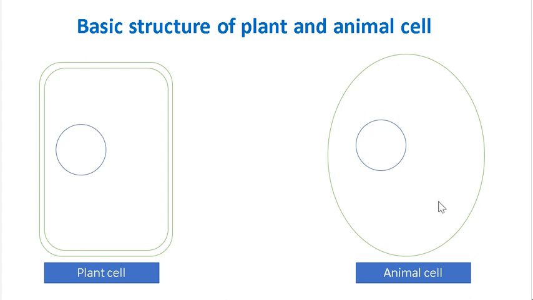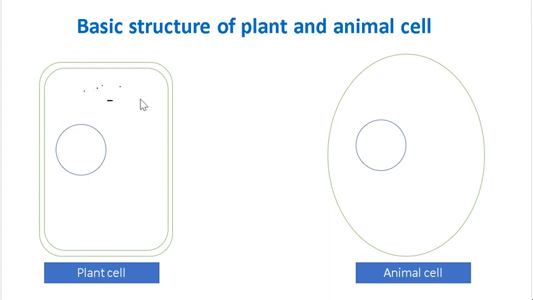Now beside this cell wall and cell membrane, inside they have the largest cell organelle, called the nucleus. You can see the nucleus here in both of the parts. So the nucleus is the largest cell organelle. So we have the nucleus, the cell membrane, and in the plant cell another outer thick layer, the cell wall. Beside this, they have another part, called the cytoplasm.